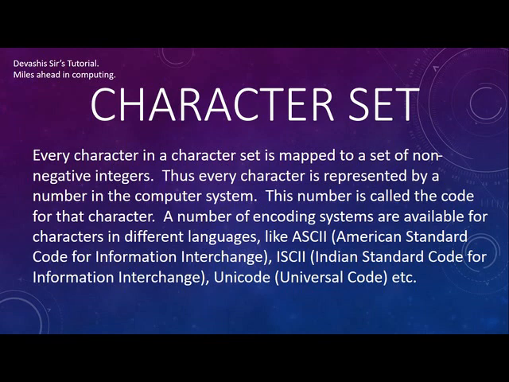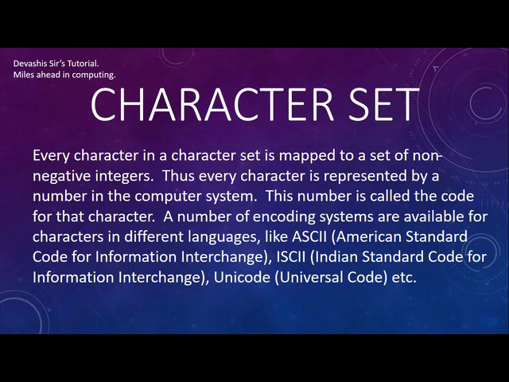A number of encoding systems are available for characters in different languages, like ASCII. You see the full form of ASCII, American Standard Code for Information Interchange. There are different encoding techniques used with different languages. ASCII is used in older languages like C and C++, though its relevance is still not lost. There are certain languages which still use it. ISCII, Indian Standard Code for Information Interchange, is one more encoding technique which incorporates all the scripts or letters of Indian languages.